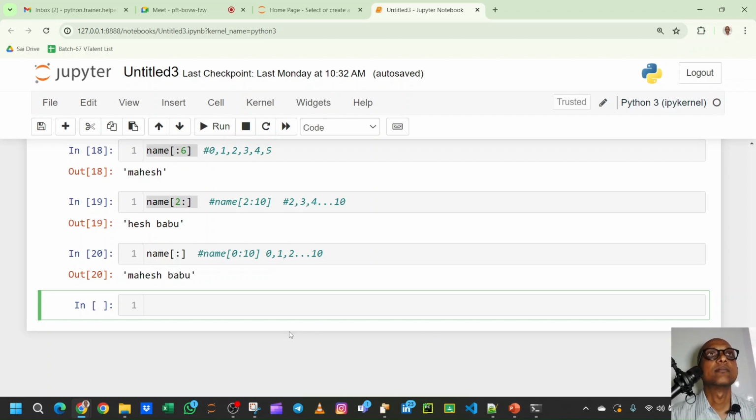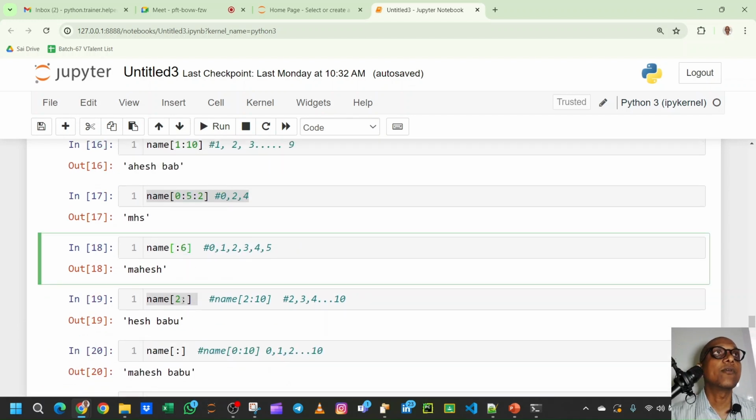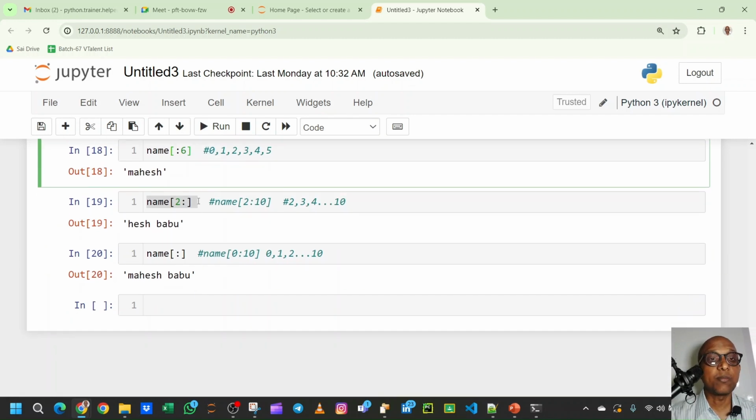Everyone is clear? Anyone have any questions? Similarly, so far we just discussed the optionality of the starting index number and the ending index number. The same concept is applicable for the incremental value also.